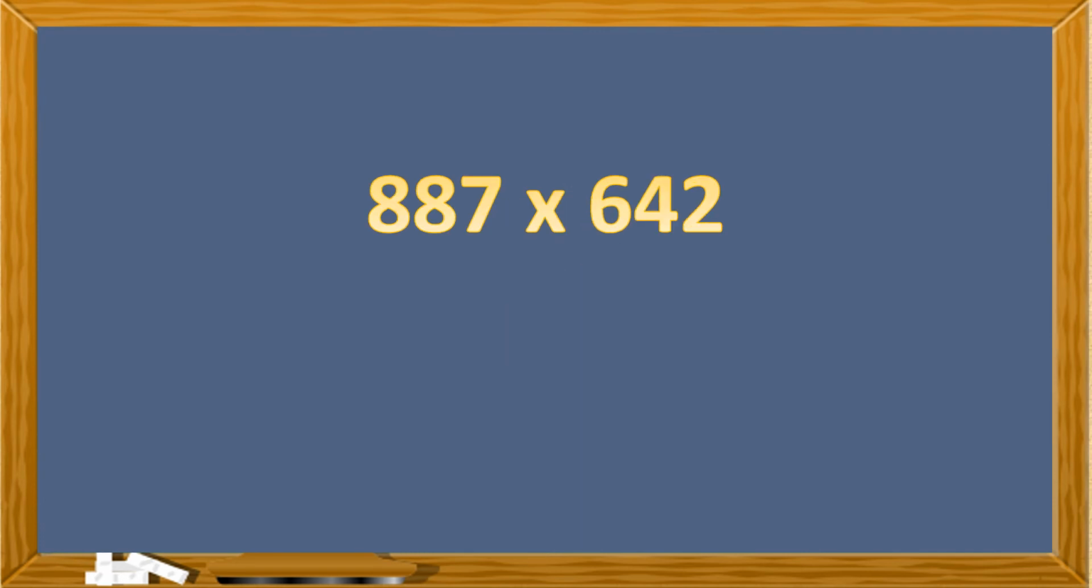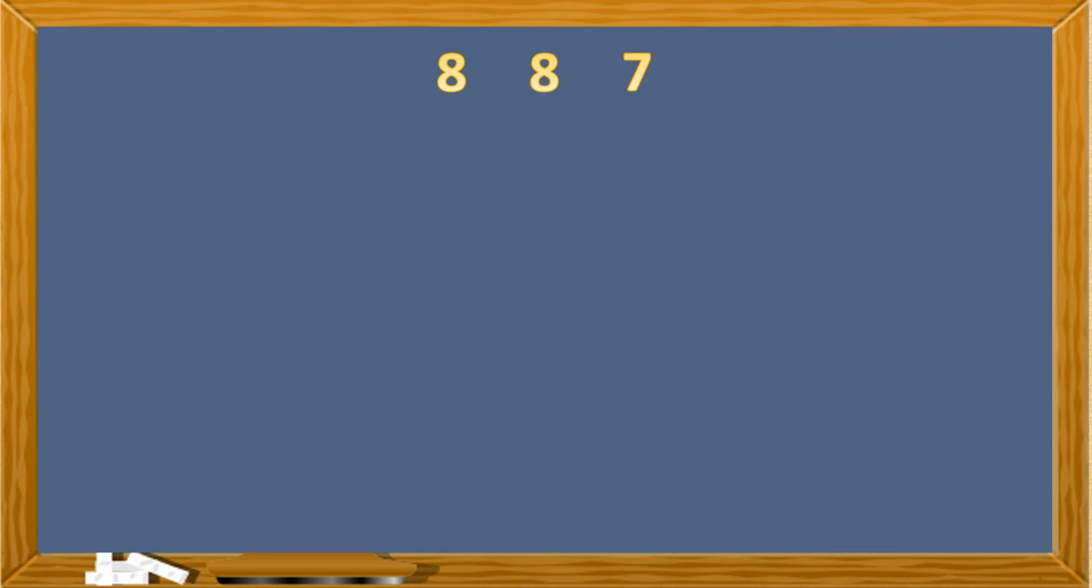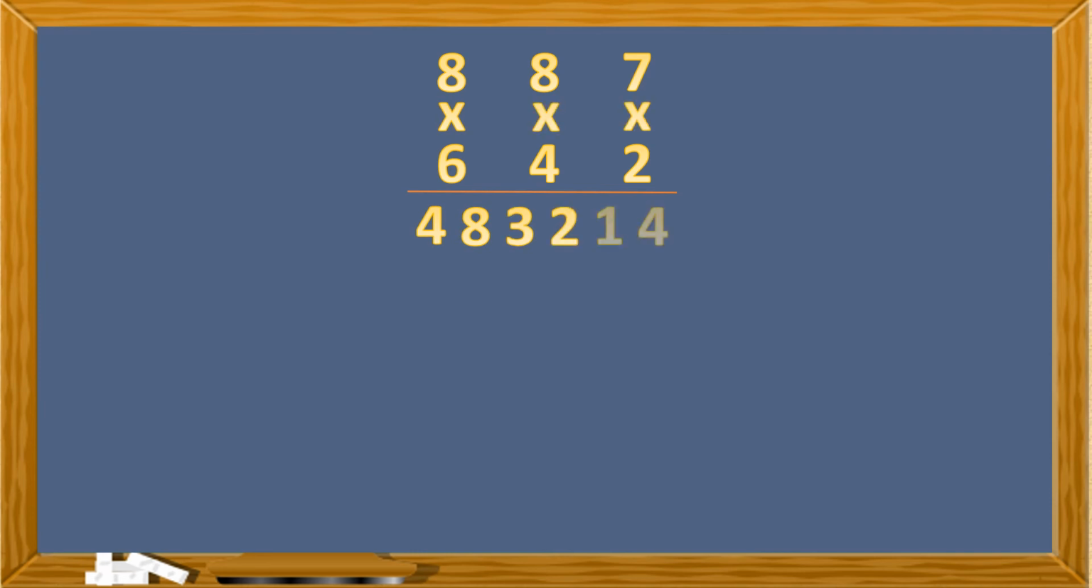Let us take another example, 887 and 642. I would recommend you try this method along with me. The first step is to write 887 and 642. If you remember, what was our first step? It was to multiply 8 and 6 and write 48, 8 and 4 and write 32, and 7 and 2 and write 14. The next was to multiply 8 with 4 and write 32, and another 4 with 7 and write 28.